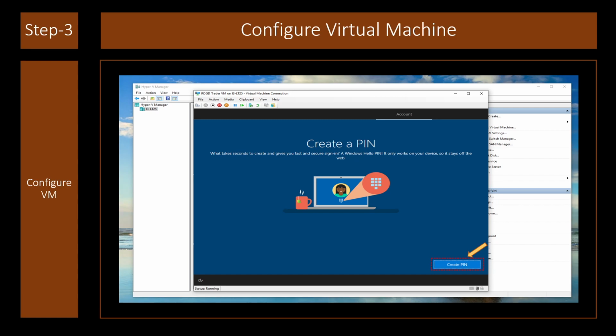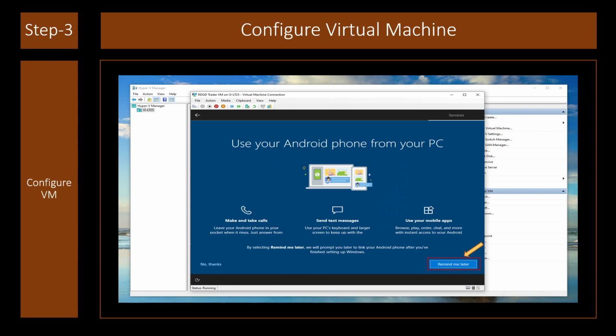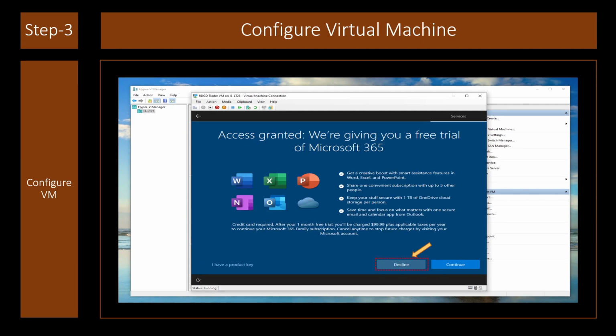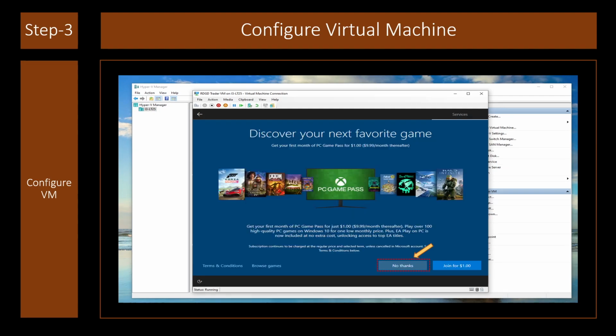It will then ask you to create a PIN. Provide a PIN which you will use for accessing your Windows on the VM. Click on OK. Select Remind Me Later for Android setup option. You can also skip this option of Windows free trial access. So you can decline this option. Also decline the OneDrive storage option and click Next. Select No Thanks for the gaming services, as obviously we will not be using.